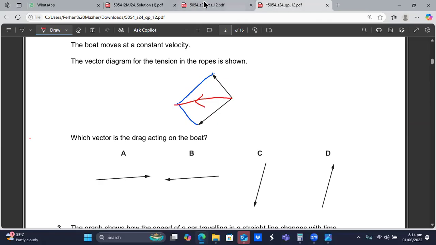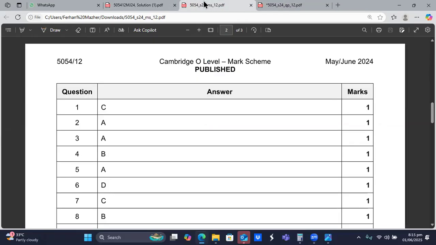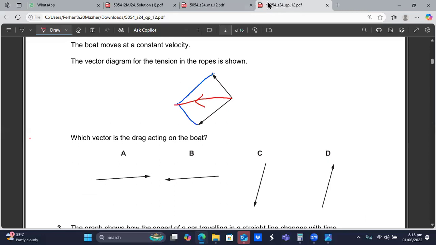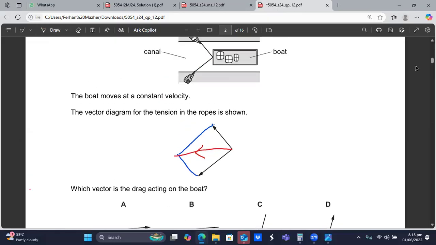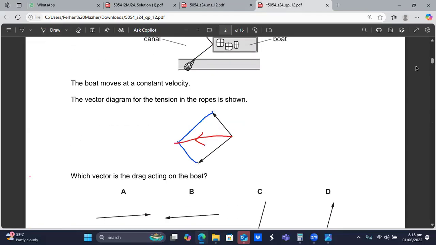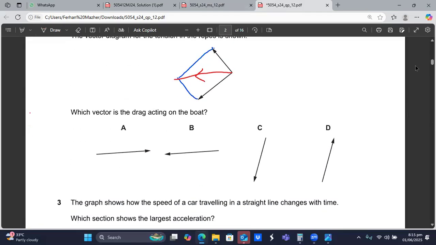We think B is the choice, sir. Sorry, what is the question number? Let me check. This is question number 2. Therefore, the vector diagram for the tension in the ropes. Which vector is the drag?